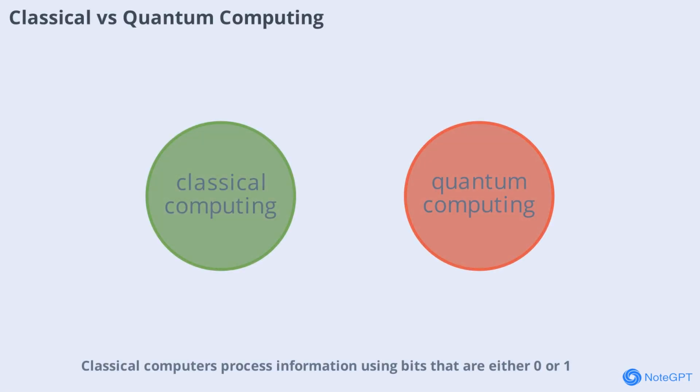Classical computers process information using bits that are either 0 or 1, following well-established rules of logic. Quantum computers, on the other hand, use qubits that can be in multiple states at once, thanks to superposition and entanglement. This fundamental difference allows quantum computers to tackle problems that are intractable for classical machines. Understanding these differences is key to appreciating the potential of quantum technology.